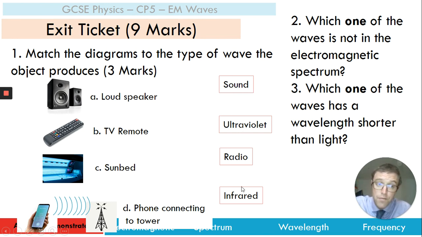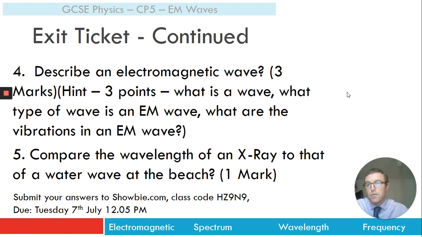I'm so kind, I've done one for you. A mobile phone connecting to the mobile phone mast uses radio waves. So what do loudspeakers, TV remotes, and sunbeds use? Question 2, which one of the waves is not in the electromagnetic spectrum? Question 3, which one of the waves has a wavelength shorter than light? Only one of them. That's visible light. And we've got a couple more.